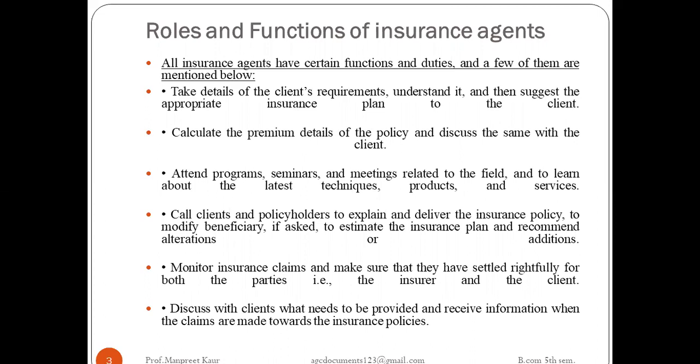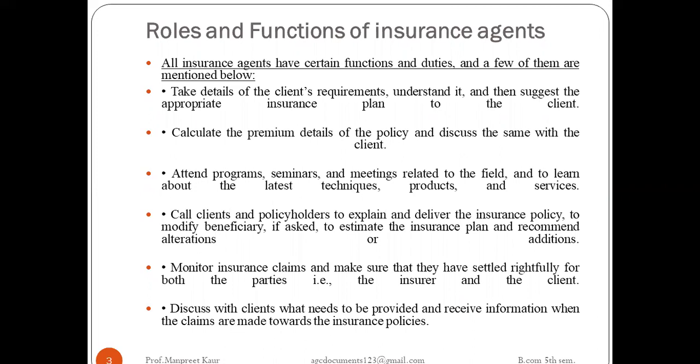Whenever a policy is framed between the two parties, the client and the insurance company, the agent explains and delivers all the plans and policies related to the insurance plans, and also modifies some beneficiaries involved with the insurance policy. And insurance agents must estimate the future insurance plans and the various alternatives that are available or related to the plans adopted by the clients.